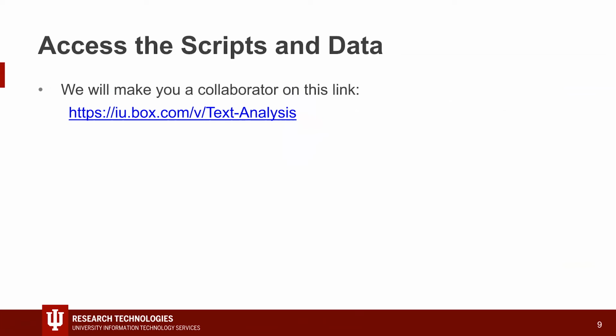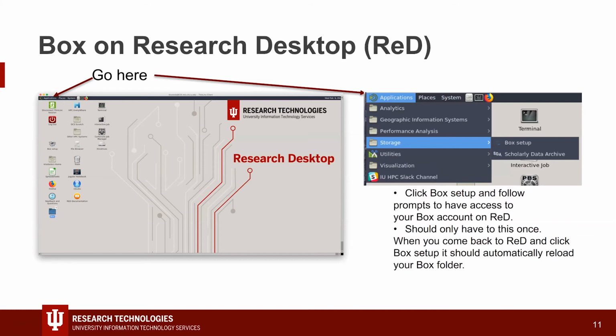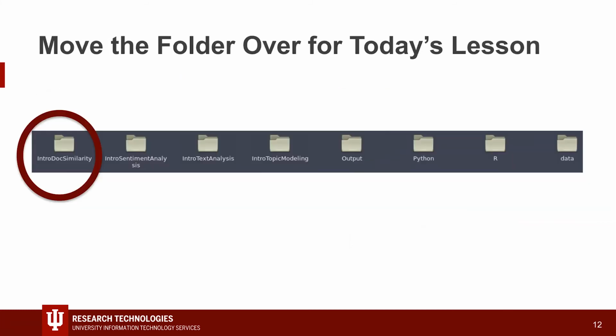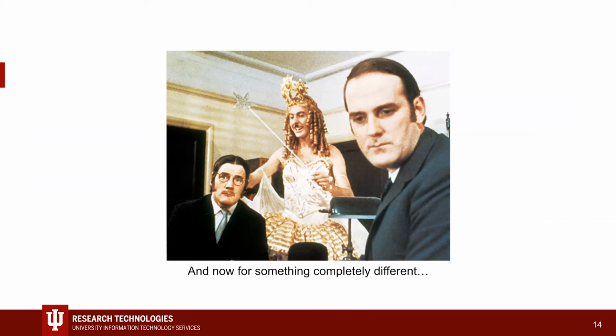And if you want to access the scripts, here's the link, but I believe everybody already has it, so we'll go past that. And the ThinLink client, everybody knows how to do this. And the box setup. And so this is the folder. This is something you might still need if you are trying to follow along. So it's going to be the intro doc similarity folder that you're going to drag and drop onto Carbonate. There's a Jupyter Notebook. And now for something completely different.